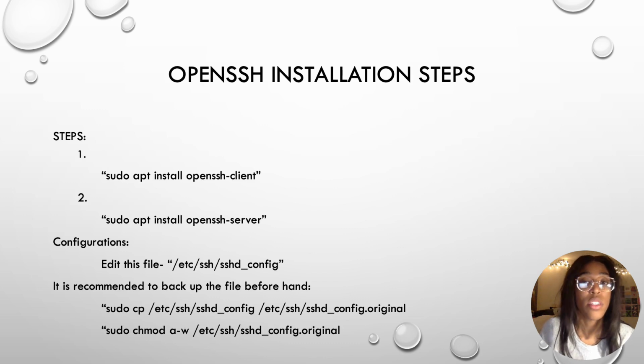Here are the steps to installing OpenSSH on a Linux server. You would start off by saying sudo apt install openssh-client. Then you would say sudo apt install openssh-server, and then you would configure the file as shown. You are also going to want to back up the file beforehand using the code that I have below.